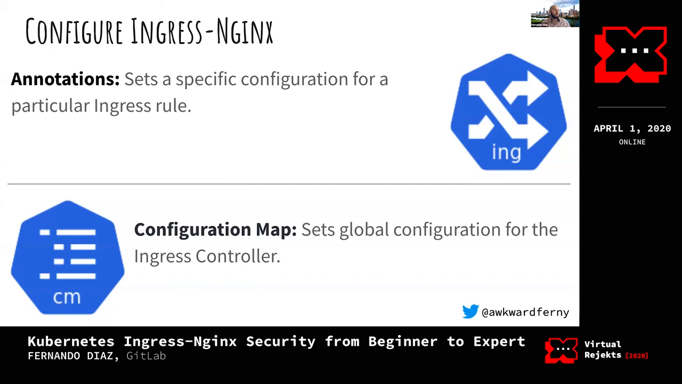And annotations, what they do is they apply the specific configuration just to the set of rules. So if in my ingress resource, I apply an annotation and the host is meow.com, it'll only apply it to meow.com, to that particular ingress resource. Whereas a configuration map deploys it to the ingress controller as a whole. So those are the two options that you have for configuring the Nginx controller and the different rules.